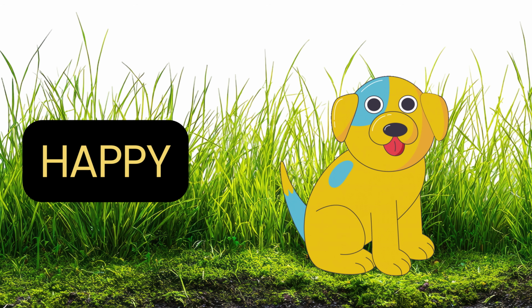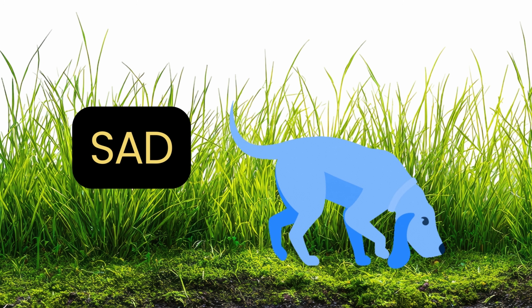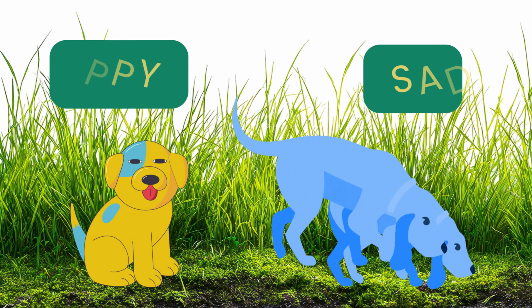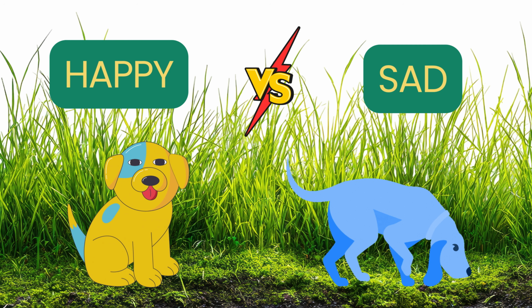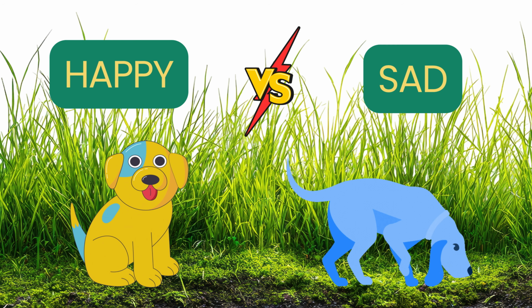This dog is happy. Happy dog. He's a sad dog. The dog is sad. Happy dog and sad dog. Opposite of happy is sad.